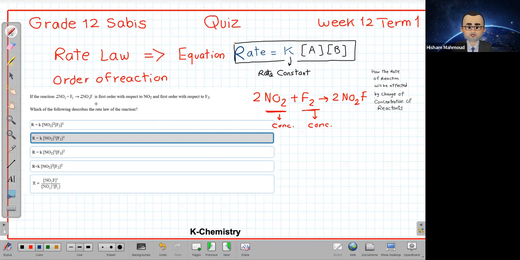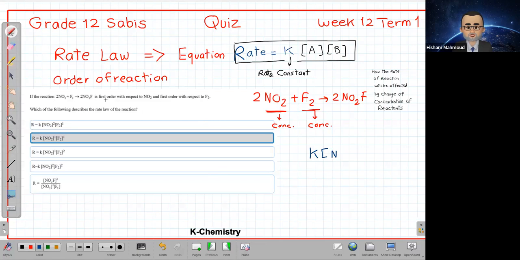So let's see what he said. He said that the reaction is first order with respect to NO2. What does it mean that it's first order? It means the rate is affected by changing the concentration of A in the order of 1. So we'll write here 1. And what is A here? He specified it is NO2. So in our example, the first reactant is NO2, and the order that he mentioned is 1.